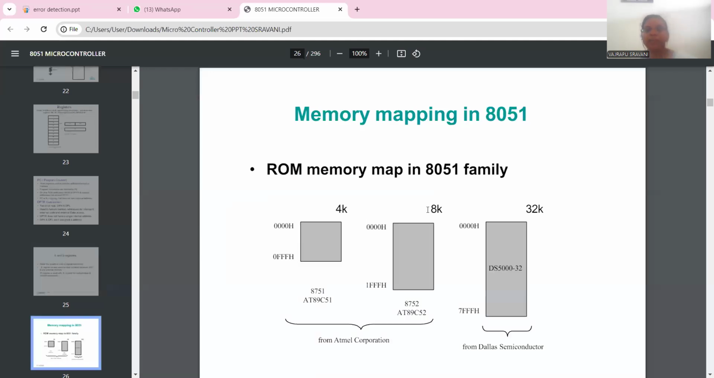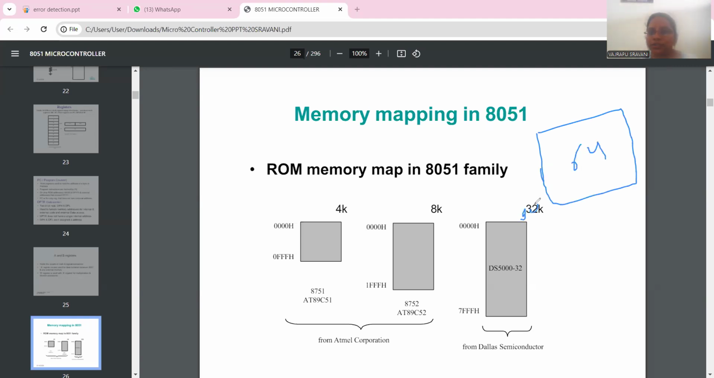Next one, memory mapping in 8051. How is it mapped in the 8051? We know that the 8051 has 4 kilobytes of ROM. The 89C52 microcontroller has 8 kilobytes. Some of the Dallas Semiconductor parts have internal ROM of 32 kilobytes. But 64 kilobytes of ROM can also be available.